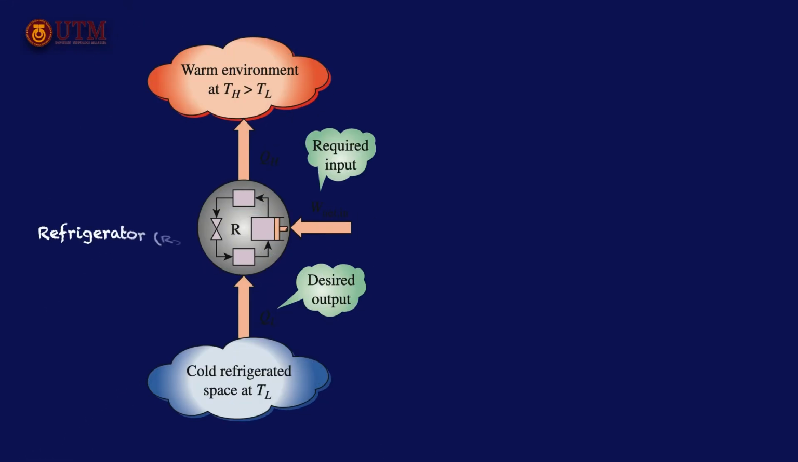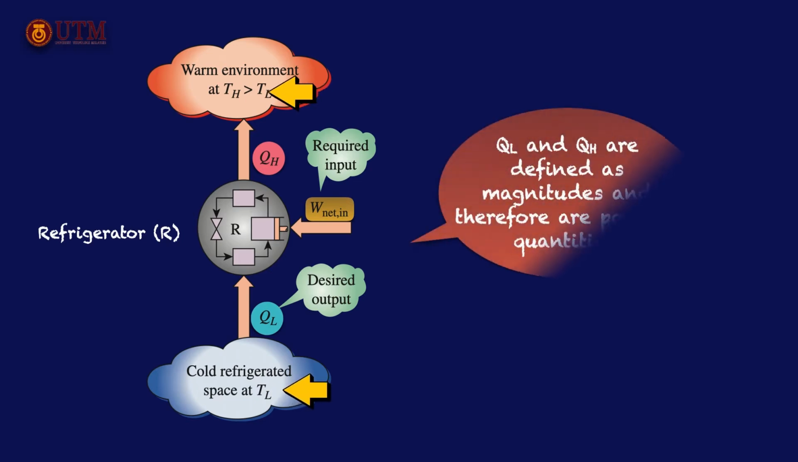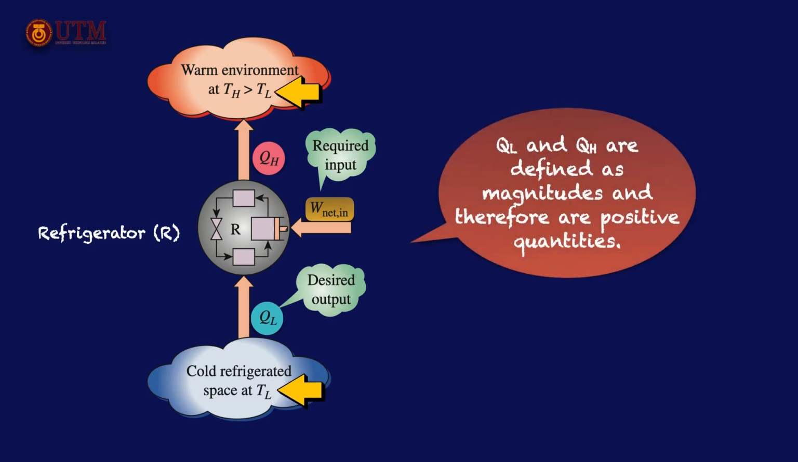A schematic of the refrigerator is presented in the following figure. Here, QL is the magnitude of the heat removed from the refrigerated space at temperature TL. QH is the magnitude of the heat rejected to the warm environment at temperature TH. And W net in is the net work input to the refrigerator. As discussed before, QL and QH represent magnitudes and thus are positive quantities.